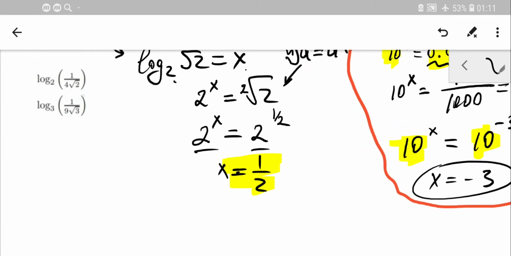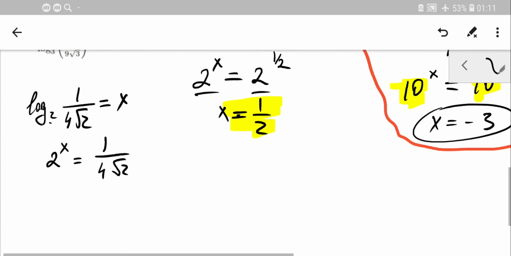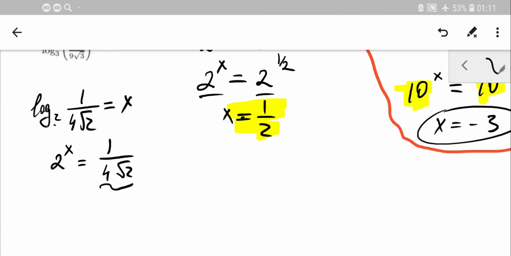Okay, so log base 2 of 1 over 4 square root of 2. So again we do the same. Then we take the base raised to the power of x, and then we get 1 over 4 square root of 2. And now we need to convert the fractional number into base 2 with some power. Okay, how can we do that?